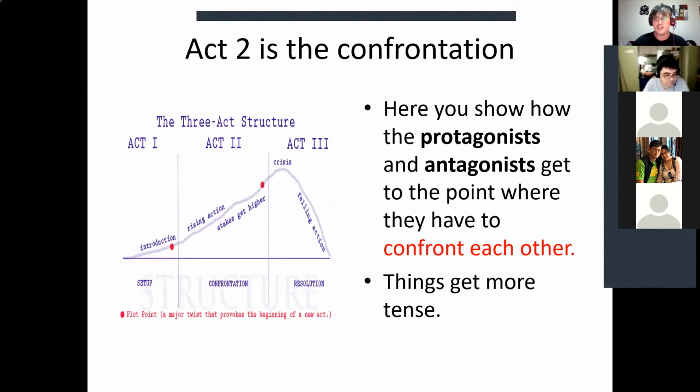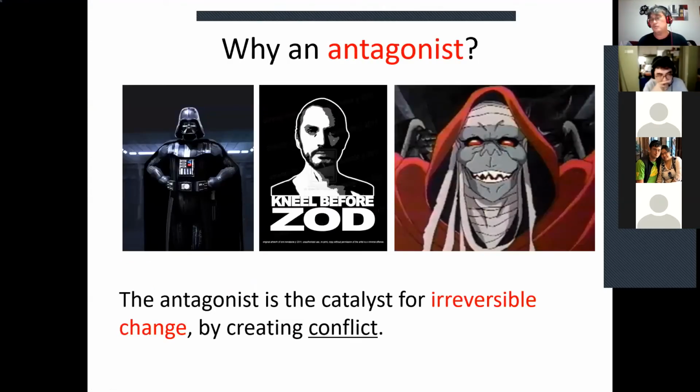This is where you get conditional escalation, as it were, or reactionary escalation. The antagonist does something, the protagonist reacts, and then the antagonist reacts to that. Every step is change, is irreversible. So why an antagonist? The antagonist is essentially that catalyst for that irreversible change. He creates conflict in some way.